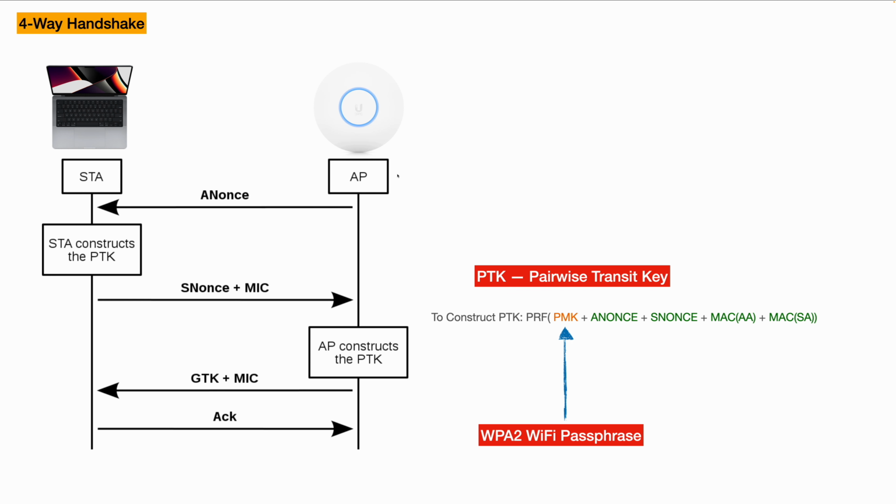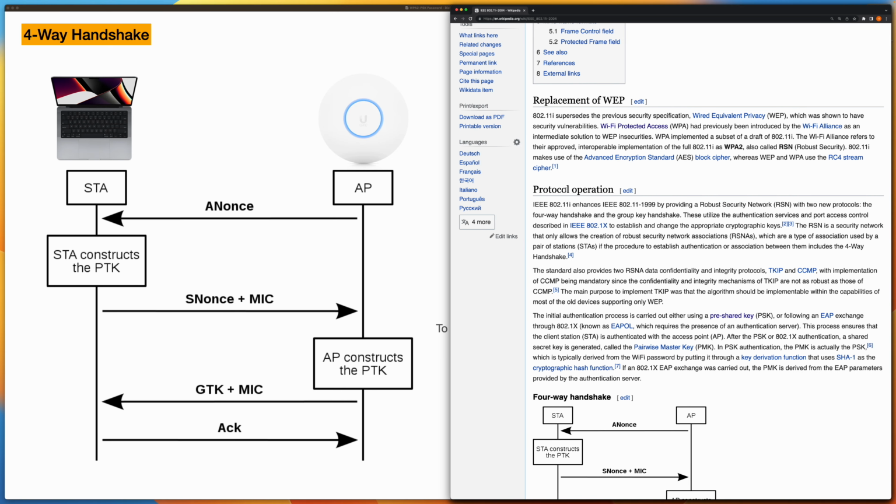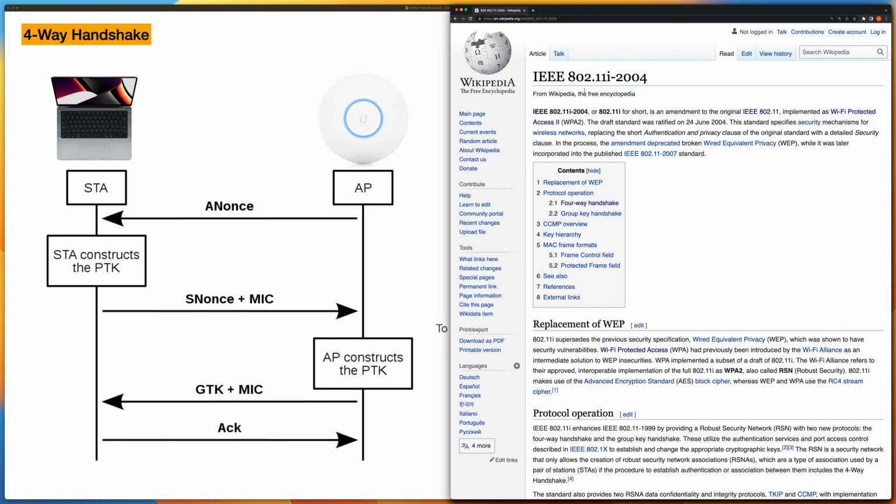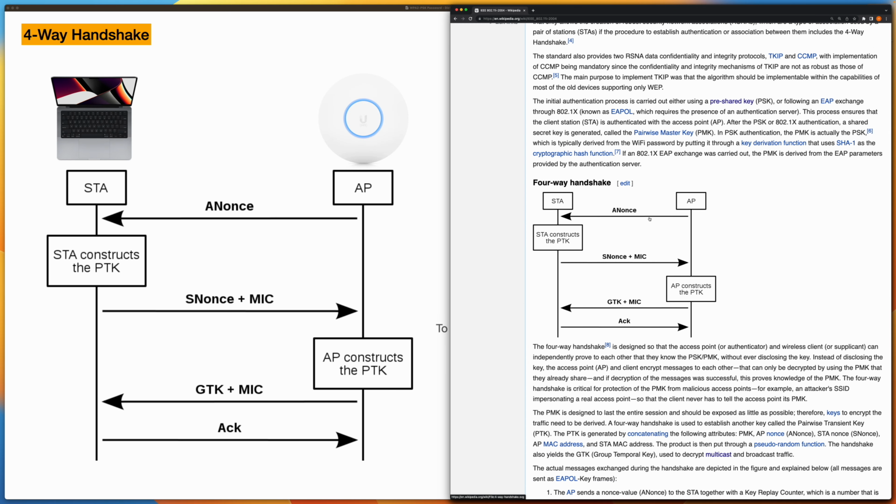You may see many places talking about the four-way handshake. It's so important in Wi-Fi security because during this process, both the Wi-Fi client and the access point or your router don't trust each other yet. They need to prove themselves during the process. That's exactly where the hackers are seeking holes in your system. On the right side of the screen, I'm showing you a Wikipedia article about the IEEE standard 802.11i. It describes the four-way handshake process.